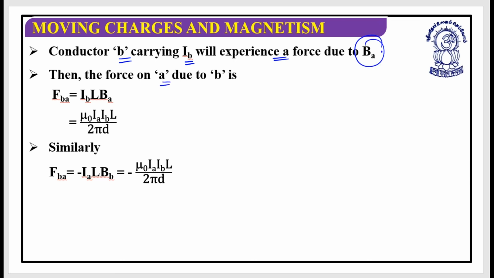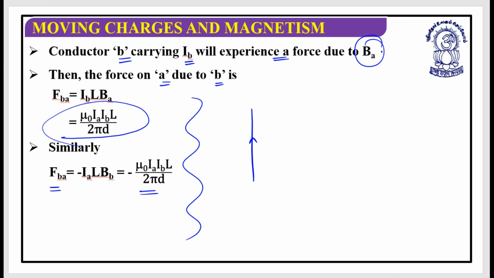So the force on B due to A could be written as mu naught into IA into IB into L divided by 2 pi d. Similarly, in the same manner, the force on A would be equal to minus of mu naught IA into IB into L divided by 2 pi d. Is it clear? So they are having a force due to the magnetic field of each other.